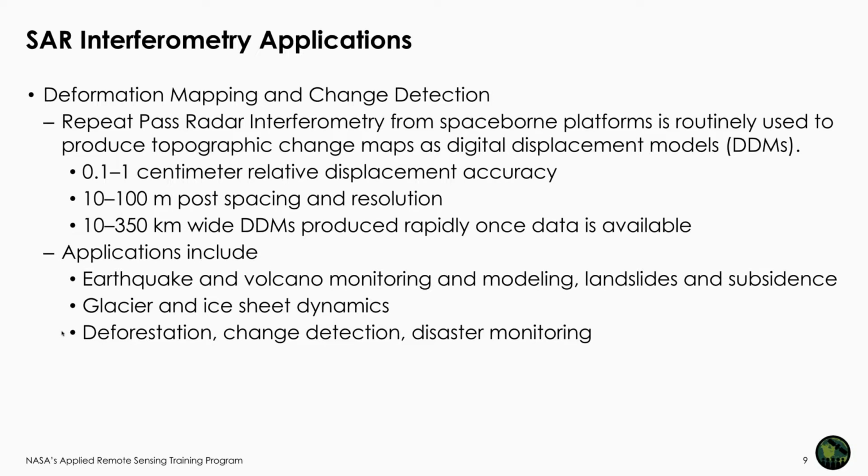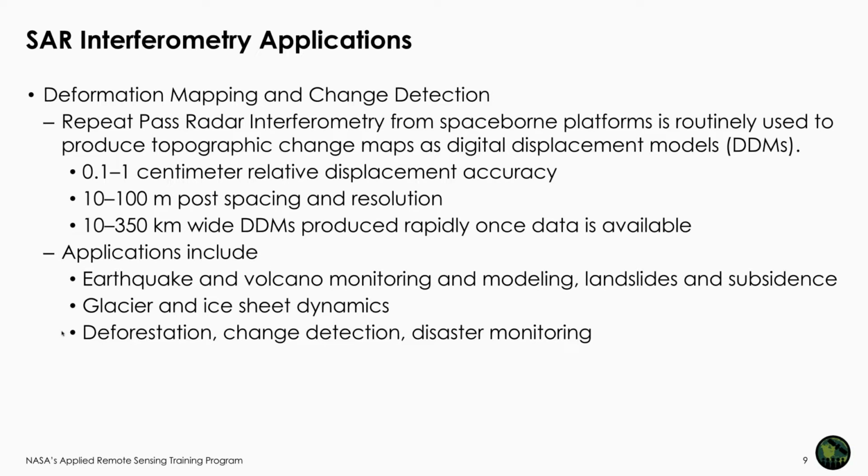The topography data is best acquired by using two antennas acquiring data at the same time, so that there's no change in the ground surface. But for deformation mapping, we want to have a time difference so we can measure the deformation that happened during that time interval, such as an earthquake.